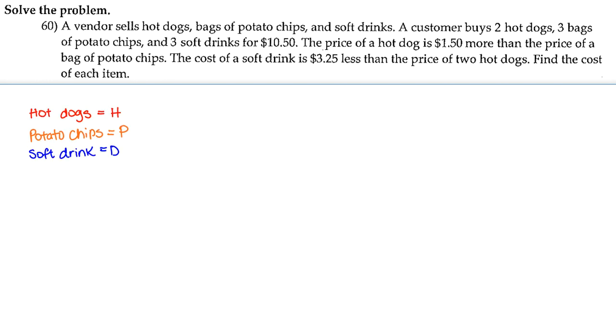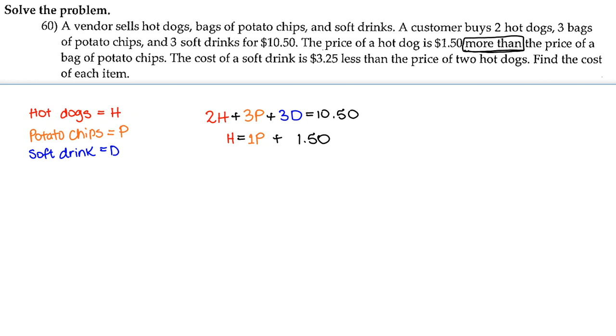In the second sentence, a customer buys 2 hot dogs and 3 bags of potato chips and 3 soft drinks for $10.50. In the third sentence, the price of a hot dog is equal to $1.50 more than the price of 1 bag of potato chips. The key word here is "more than," which tells us that the 1.50 is going to be after whatever it's talking about, which is the price of potato chips in this sentence.